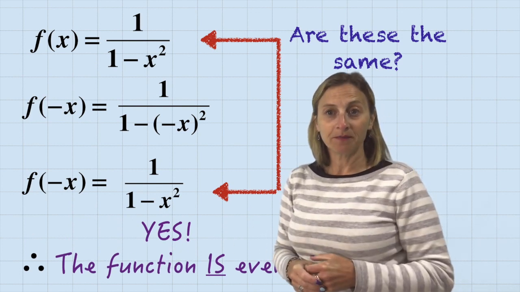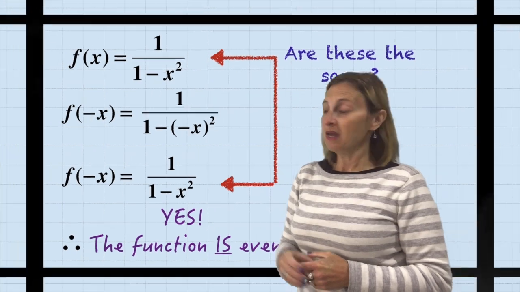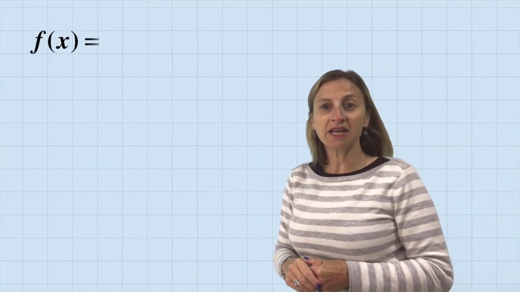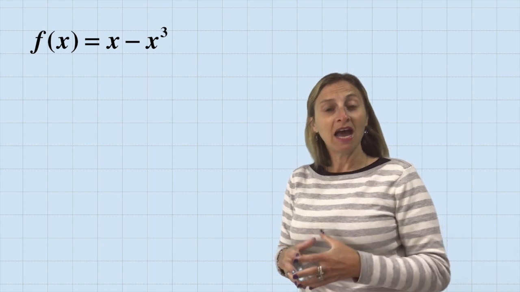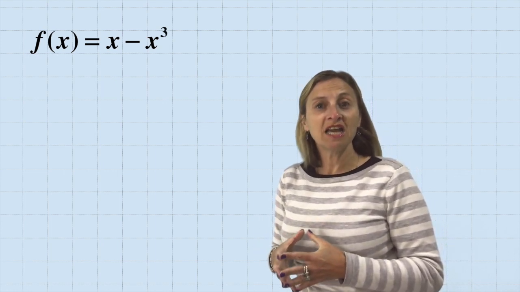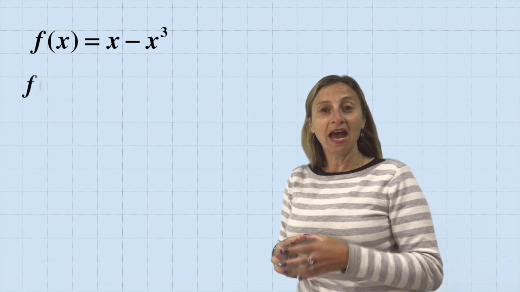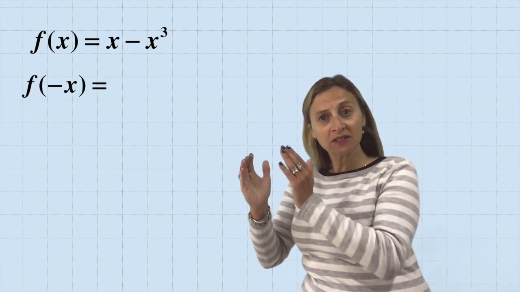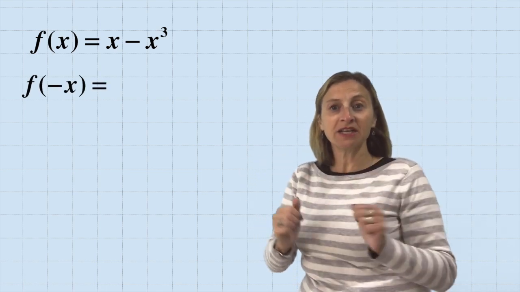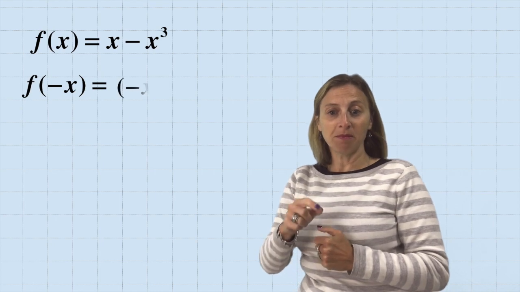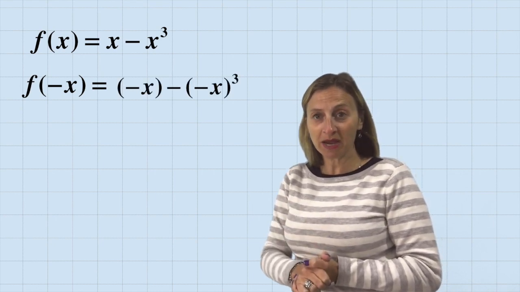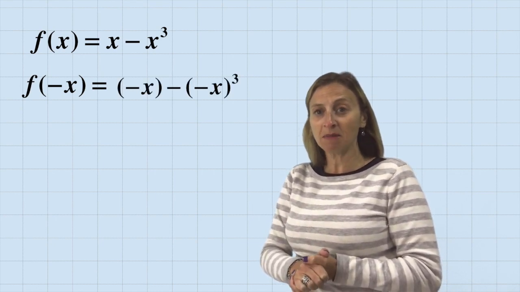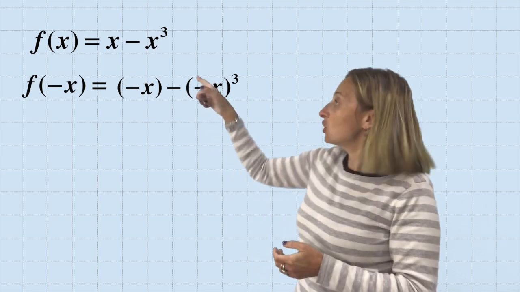Let's try another one. F of x equals x minus x cubed. Again, how do we start? We need to find f of minus x. And how do we do that? Wherever there's an x, you put brackets and you put a minus x instead. So bracket minus x, close brackets, minus, open brackets, minus x, close bracket, cubed.